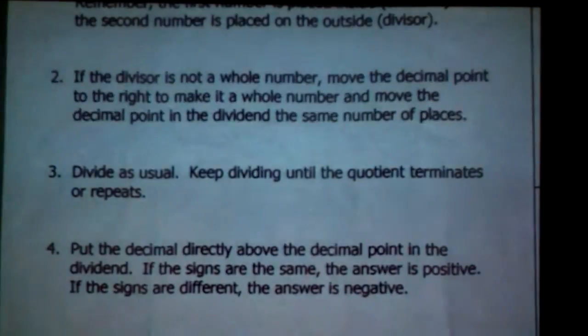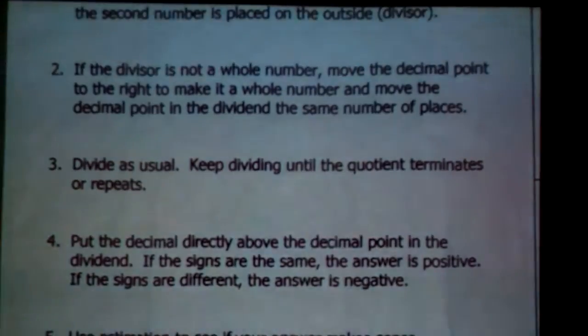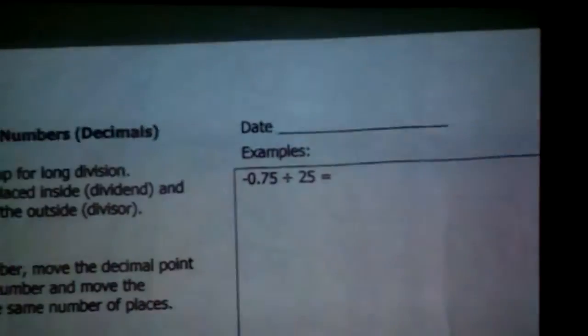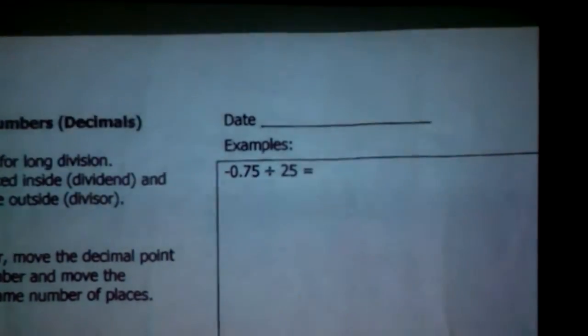Just like we did with multiplication, we're going to estimate ahead of time whether the answer will be positive or negative, and then ignore those signs when we go through and do the process. And as always, you should be using estimation to see if your answer makes sense. All right, so let's do our first example where we have a negative 7/500 being divided by 25.